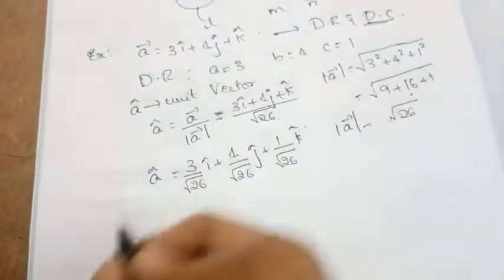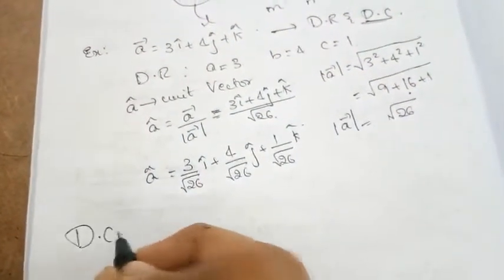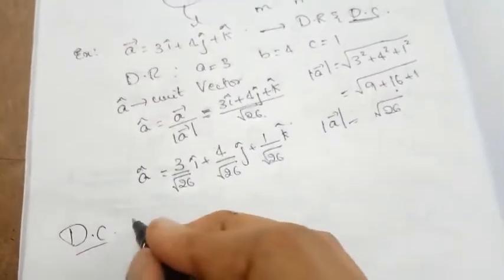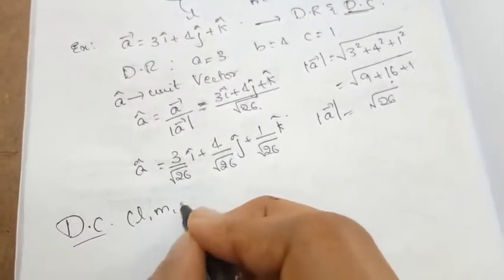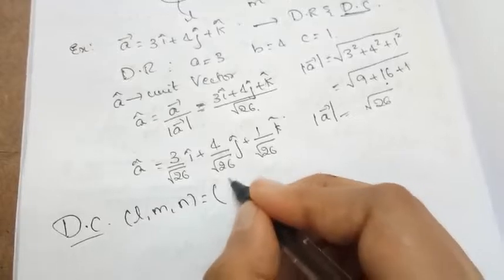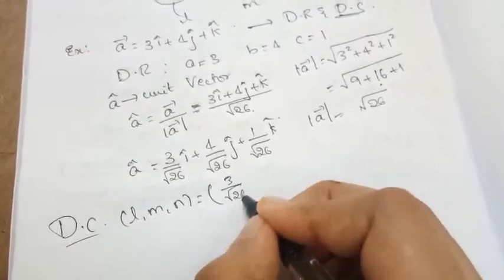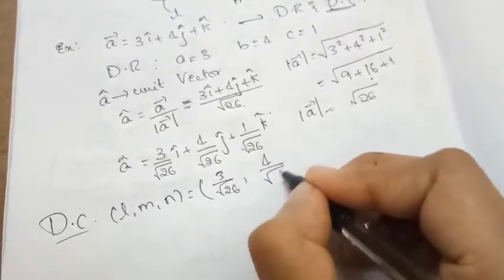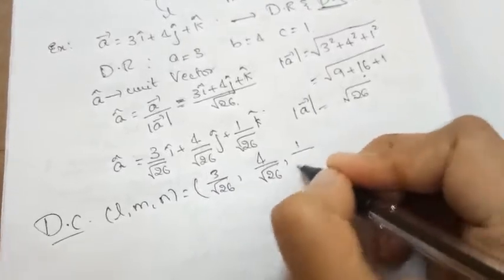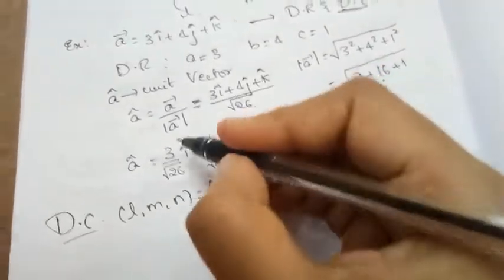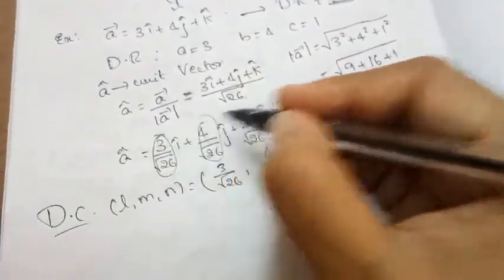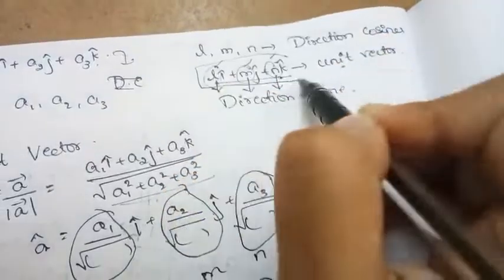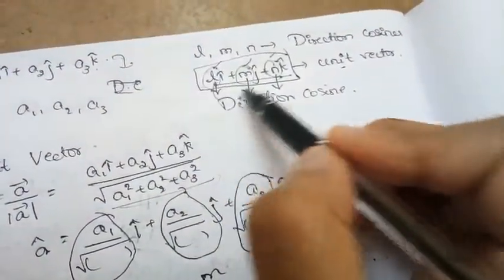Therefore, our direction cosines, that is L, M, N, are equal to 3 by root 26, 4 by root 26, 1 by root 26. Because these are the direction cosines. That is what they are saying, right? If we are given a unit vector, then these are nothing but the direction cosines.